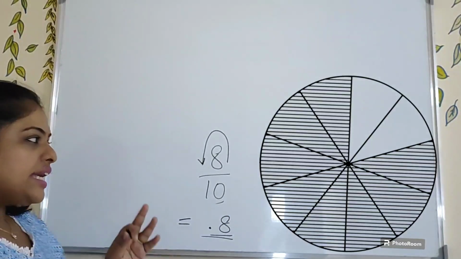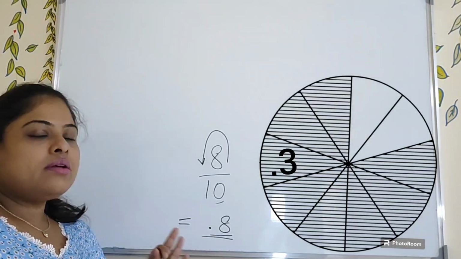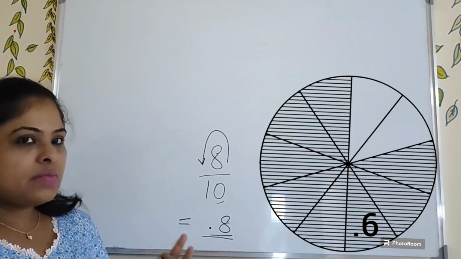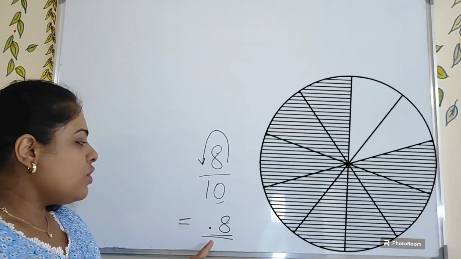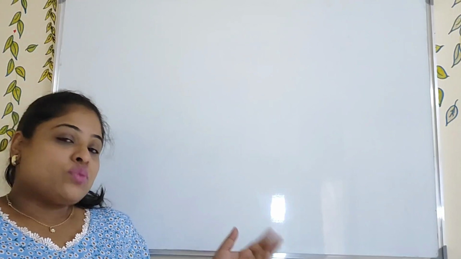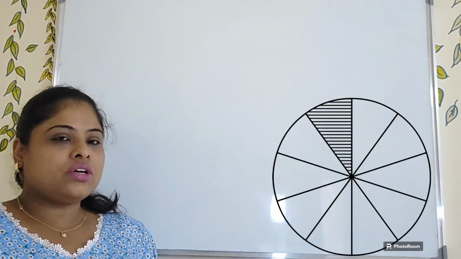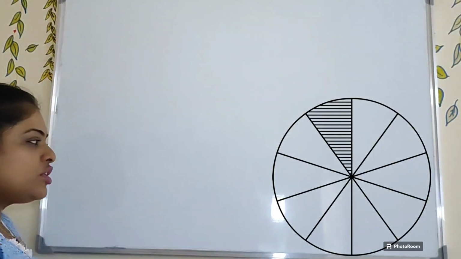If you see the chart, each shaded portion will be 0.1, 0.2, 0.3, 0.4, 0.5, 0.6, 0.7, 0.8. That's how we derived the decimal as 0.8. There's one more picture represented here. It is one shaded portion out of how many parts? 10 parts. So one shaded portion, then what is the numerator here?